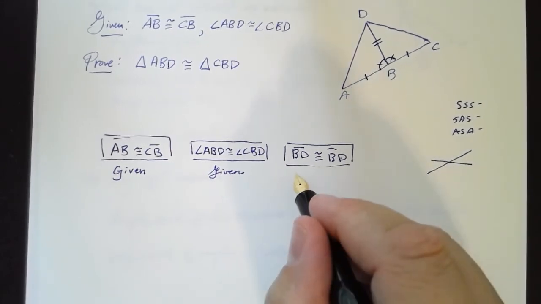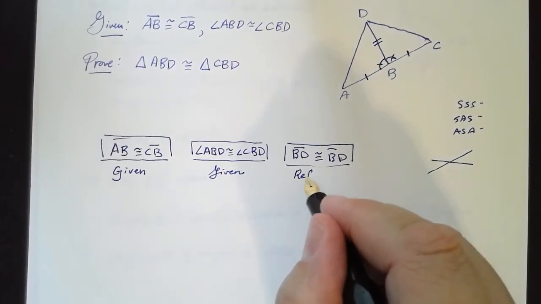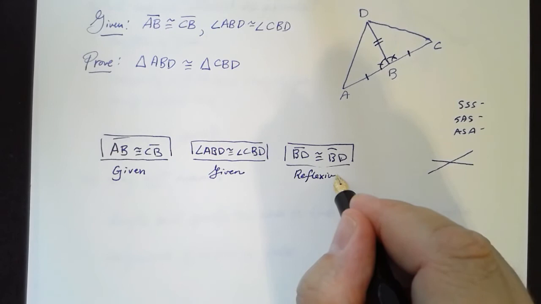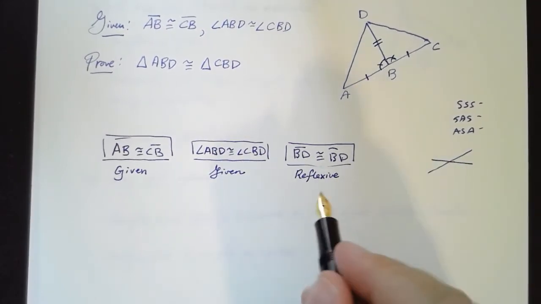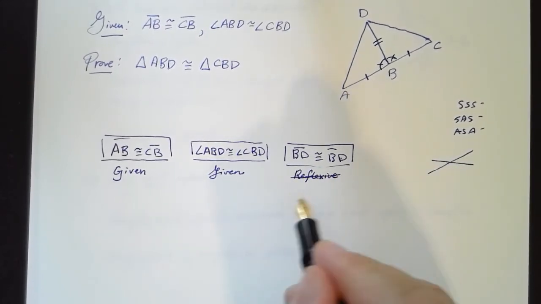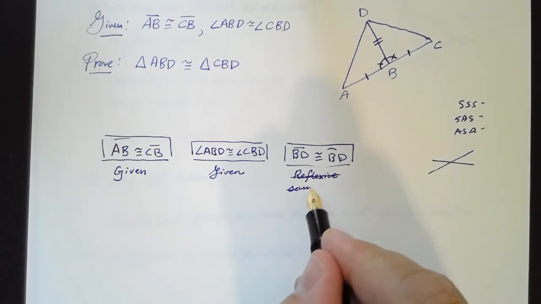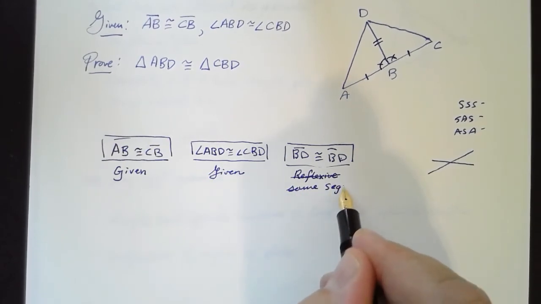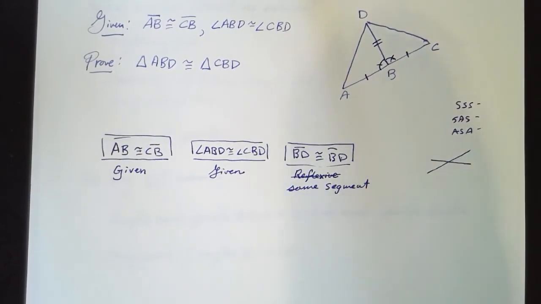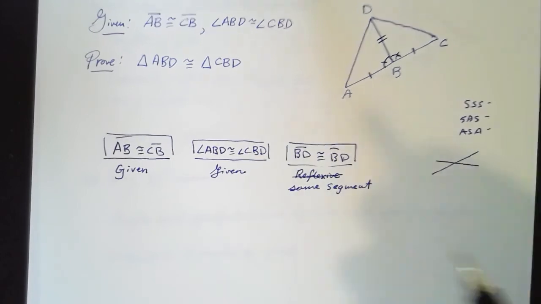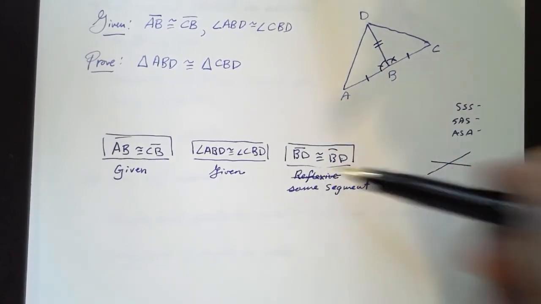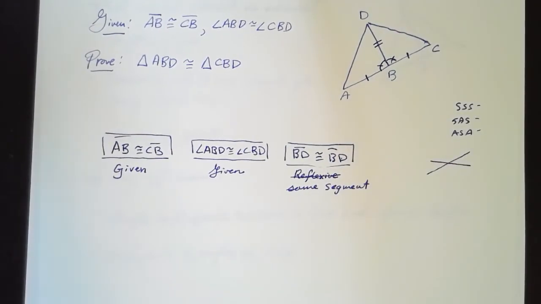The technical name for this is the reflexive property. So you could write reflexive. Or if you don't want to remember that, you can just write same segment. The reflexive property is the fancy name mathematicians give to say that anything is congruent to itself. You are welcome to use it, or you can just write same segment, because it's the same segment. BD is congruent to itself, obviously.